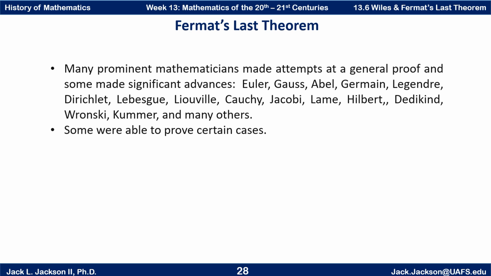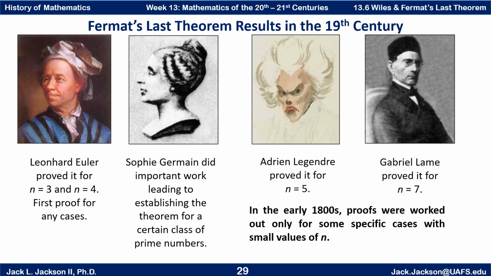None of these people were able to actually prove this in general, but some of them made results. For example, Euler was the first one to really make some serious headway, and he proved Fermat's last theorem for n equals 3 or n equals 4. He's really the first one to give a proof for any of these cases. You may recall Euler is definitely one of the handful of greatest mathematicians of all time. He published more than just about anybody.